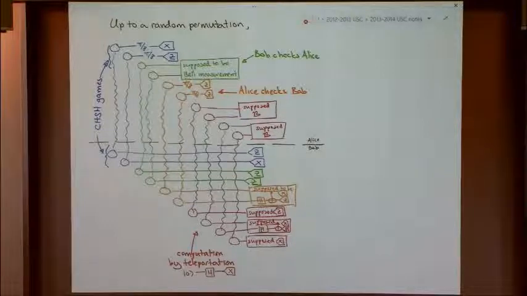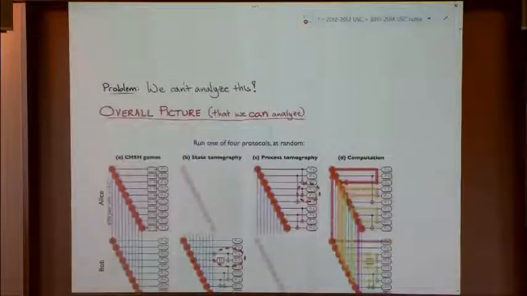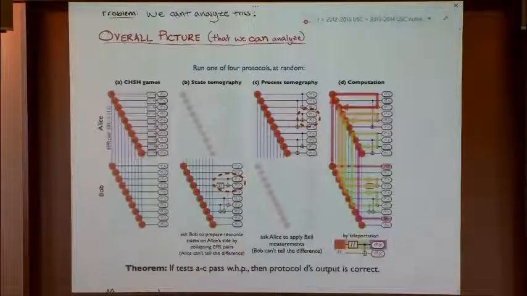And of course, you need to randomly permute things so that they don't know what's going on. They don't know which ones are CHSH games, which ones are tomographic checks, and which ones are computation by teleportation. So intuitively, I think this could plausibly work. But again, I don't know how to analyze this picture, unfortunately.